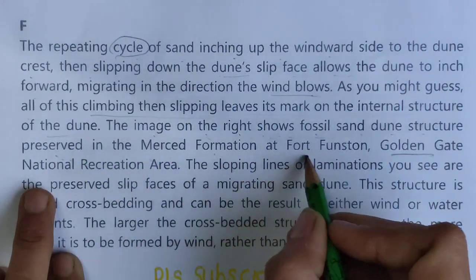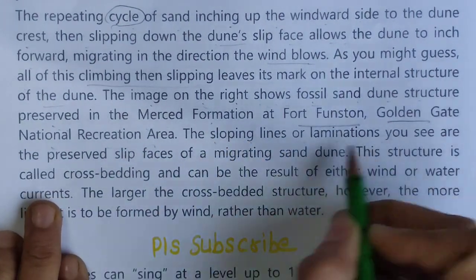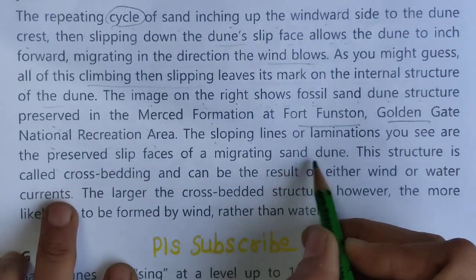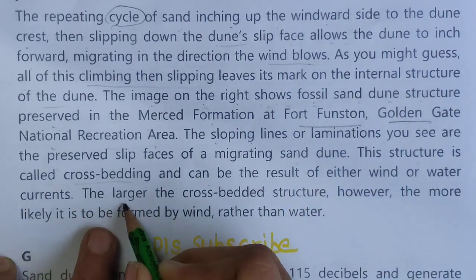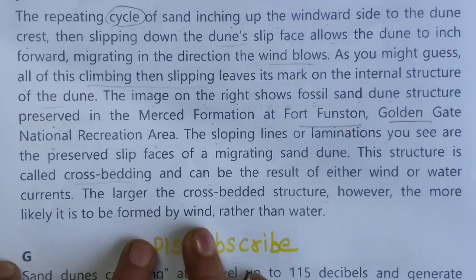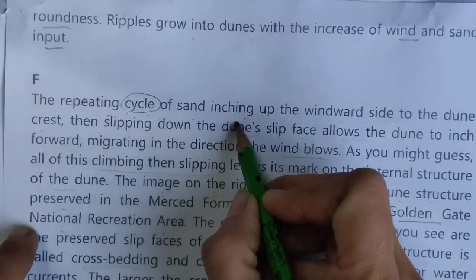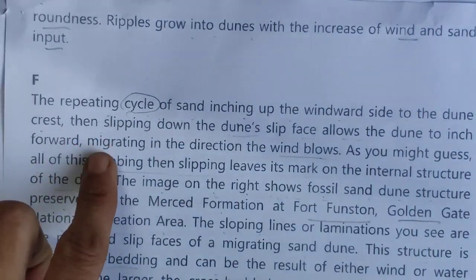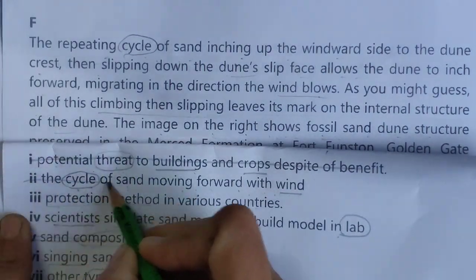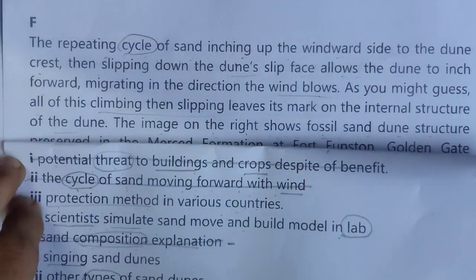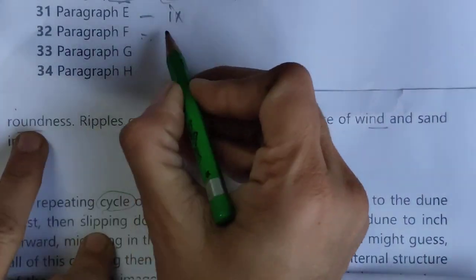Preserved in this Fort Funston Golden Gate National Recreation Area. The sloping lines or laminations you see are preserved slip faces of migrating sand dunes. The structure is called cross bedding and can be the result of water or wind. The larger the cross bed, the more likely it is formed by wind rather than water. Okay, so they are talking about the repeating cycle of sand inching. We can go for that option. You can see the cycle of sand moving forward with wind, so we can select this for F paragraph. We can write it here, F paragraph, second option.